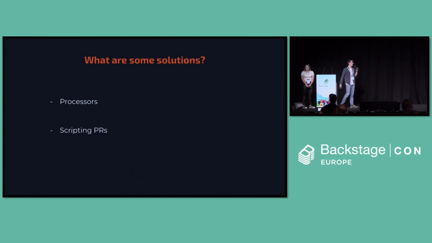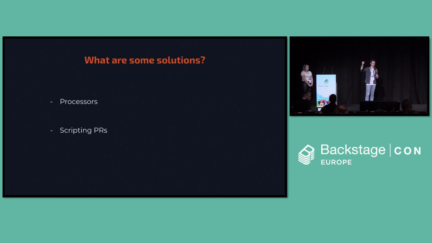So I say there isn't a way. I mean, there is kind of a way. Like, you can write a processor. And this is true of the YAML files as well. You can write a processor that tries to do some mapping from your third-party API.